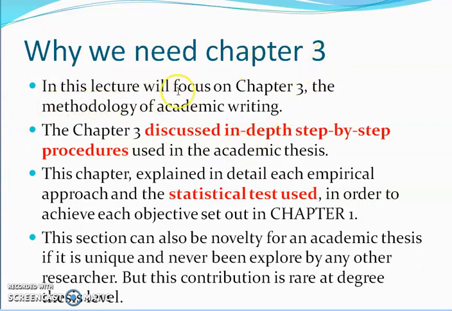In this lecture, we will focus on chapter 3, the methodology of academic writing. Chapter 3 discusses in depth the step-by-step procedure used in the academic thesis. This chapter explains in detail each empirical approach and the statistical test used in order to achieve each objective set out in chapter 1. Therefore, from here we can understand that there is a relationship between chapter 1 and chapter 3.